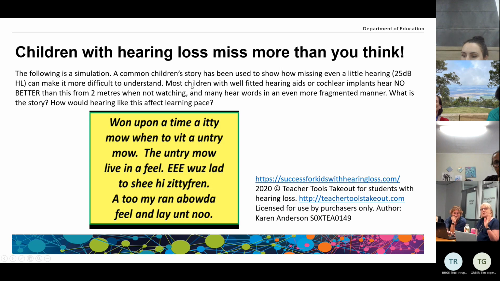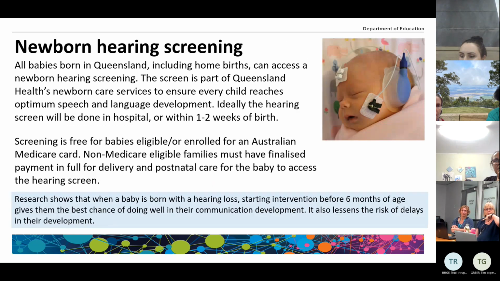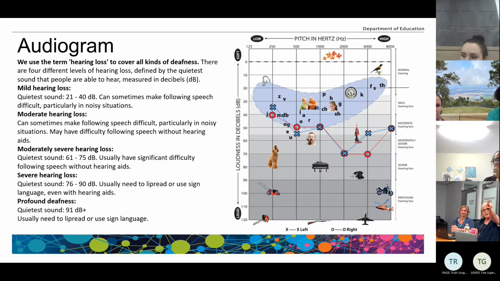So this one is, instead of giving you a hearing loss and making you listen to something as if you have a hearing loss, I thought I'd try this one. So if you just want to read that bit at the top. We're only talking about a little hearing loss of 25 decibels. Can you go back to the audiogram and we'll look where 25 is. So you can see, if you look at the numbers down the side, 25 decibels. So you're missing some of those sounds there.